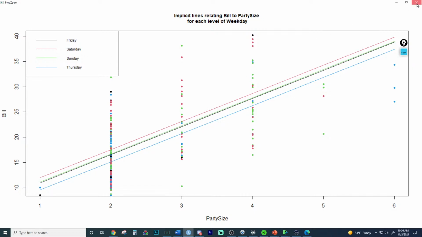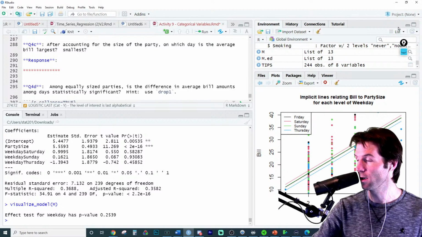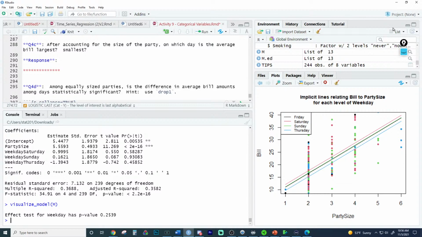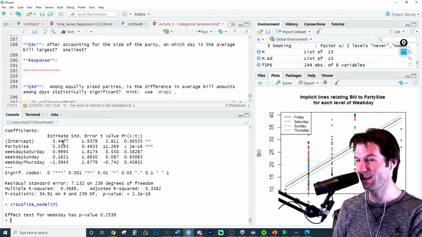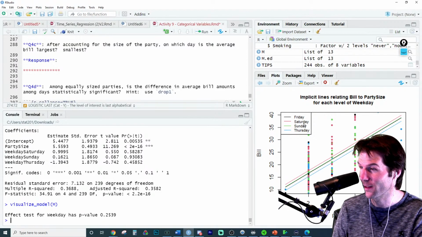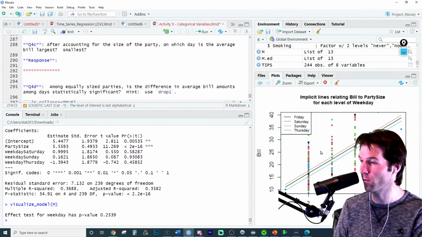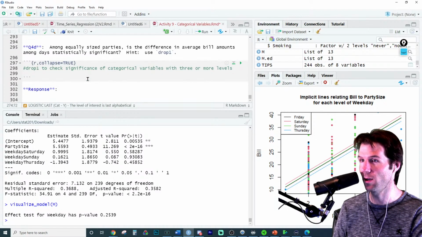So visualizing the model, hints for the take home for the final. Visualizing your model can definitely get you the answers, because we can see right here that Saturday, I think, is the highest, right? And there's Saturday with the red line up there. Sunday is very close to the black line, which is the reference. Black line's always the reference, first alphabetical. And then the lowest right here is Thursday, because it's that much lower than Friday, and visualizing can help.